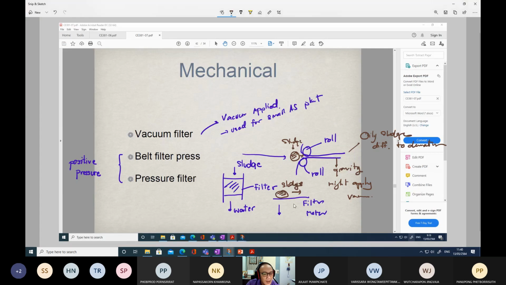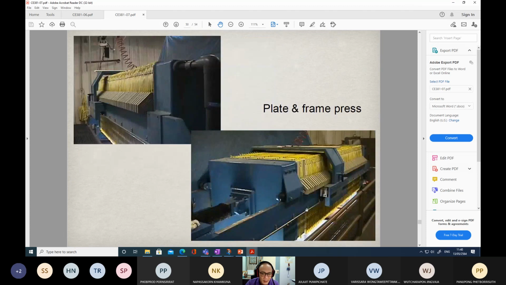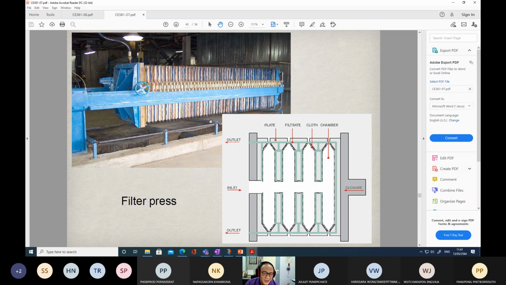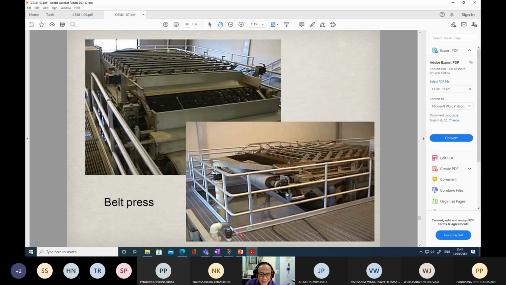It's the same concepts I tried to explain, but they just make different arrangements. Plate and frame press. This one is also a filter press. This figure is also the filter press. They are filter presses, but they sometimes make a different arrangement. But this one is the belt press. The belt press is where we put the sludge in between the cloths engaged with the rollers.